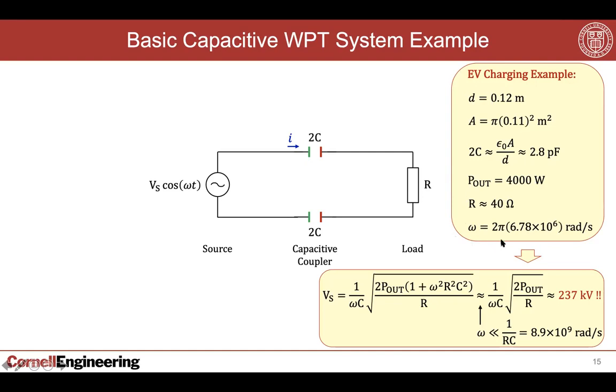Assuming that you're operating at a radial frequency associated with operating at 6.78 megahertz, you can plug into the formula that I provided earlier to figure out how much voltage you would really need on the source side in order to deliver 4 kilowatts of power to this load. And it turns out that you would have to be at over 230 kilovolts to get that kind of power across. So clearly not happening, right? So this obviously is not the way to do it.